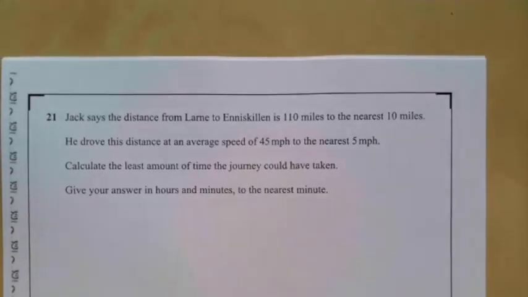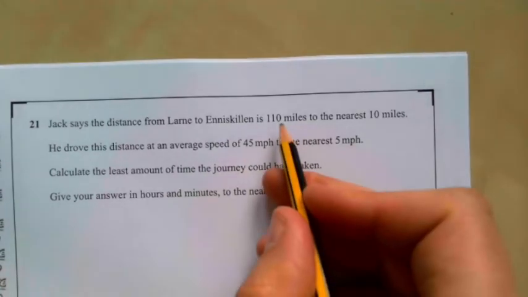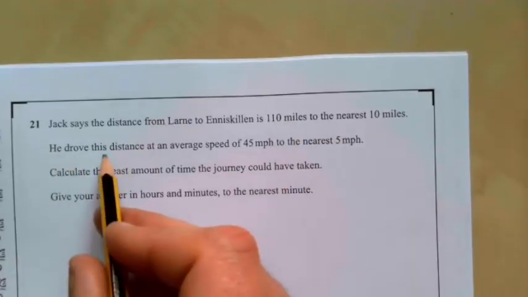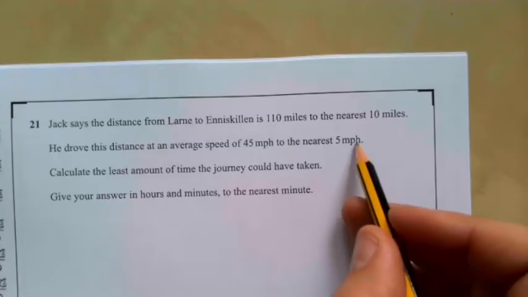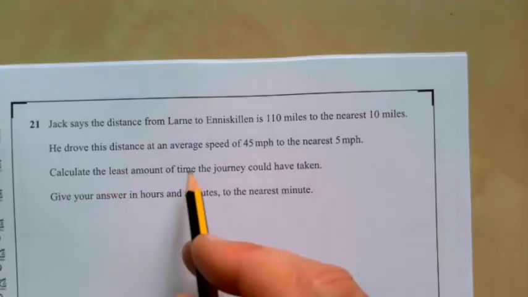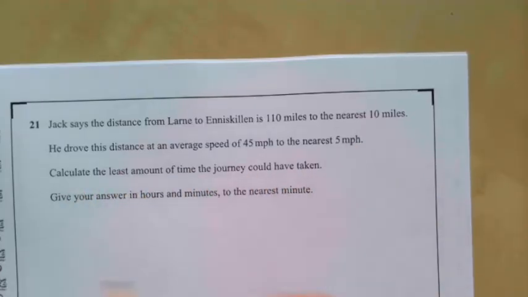Question 21. Jack says the distance from Larndale is 110 miles to the nearest mile. He drove this distance at an average speed of 45 miles per hour to the nearest 5 miles per hour. Calculate the least amount of time the journey could have taken.